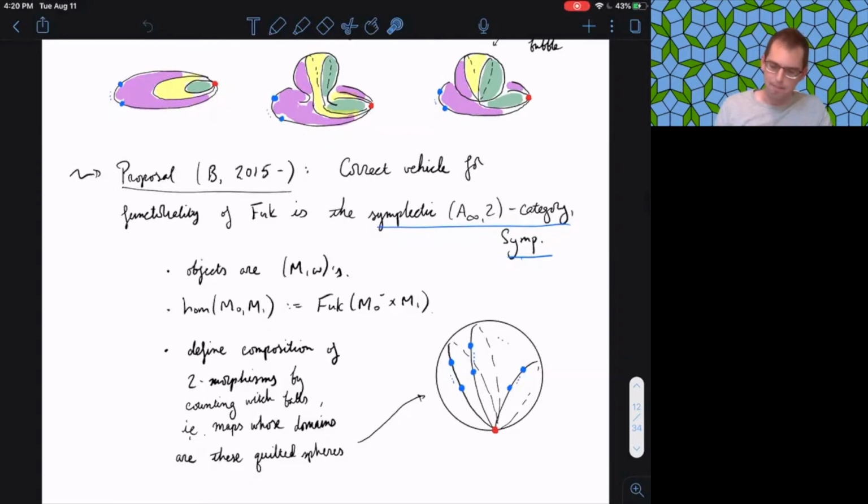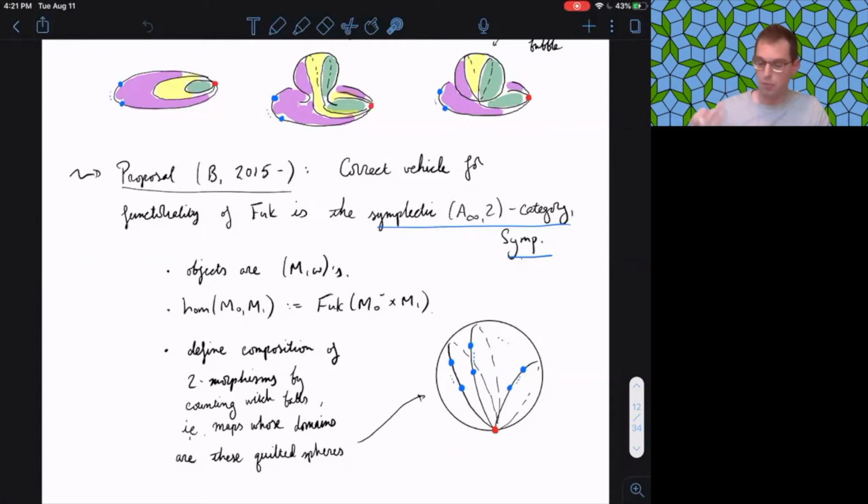And what I'm going to be telling you about is what an A infinity two category is. And that's something that comes out of how we define compositions on the level of two morphisms. So what we do to define composition of two morphisms is by counting quilted spheres.